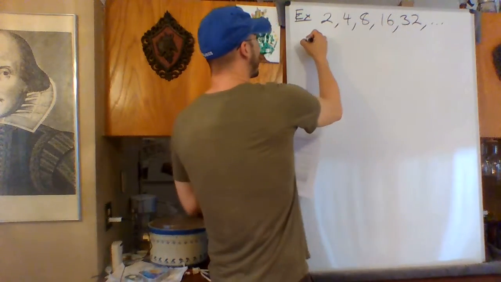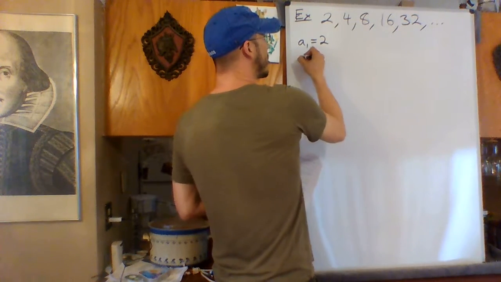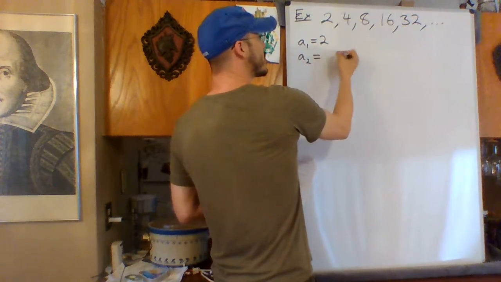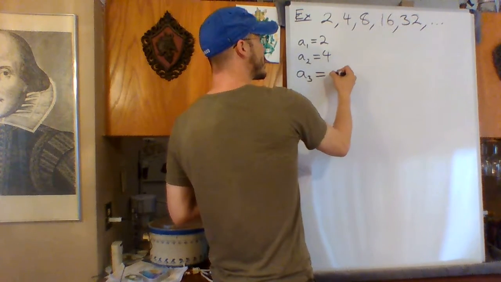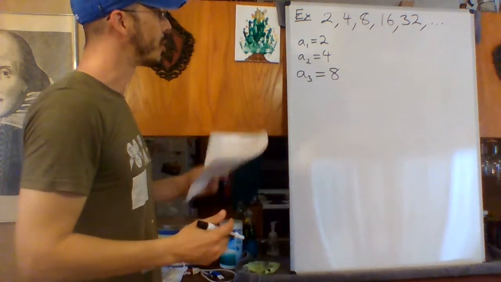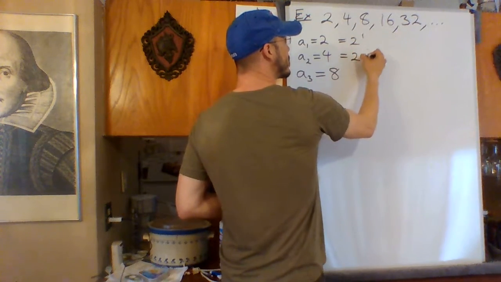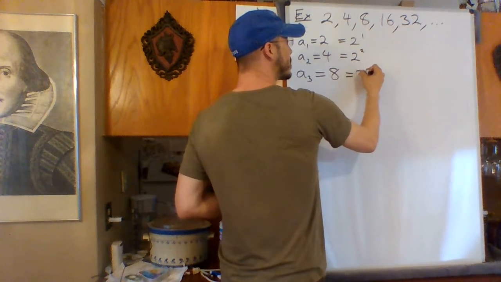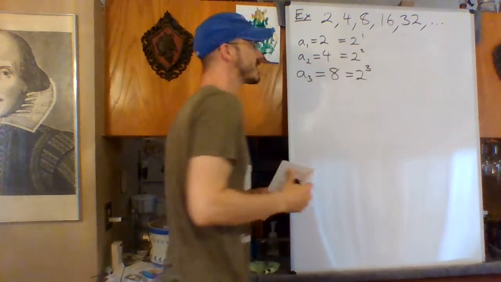So the A1 here is 2. The A2, the second term in the series, is 4. The third term in the series, A3, is 8. And you can probably see what those are: this is 2 to the first, 2 squared, 2 cubed. If I went 2 to the fourth, 2 to the fifth, and so on.